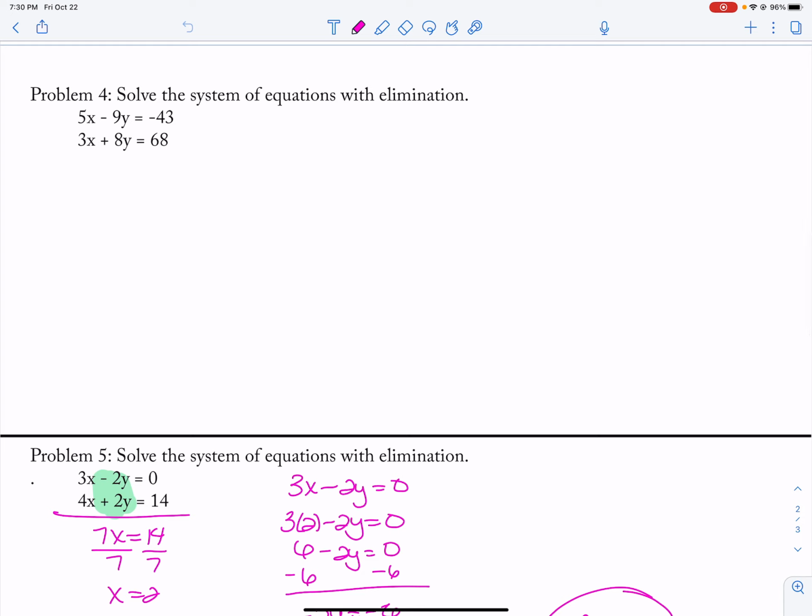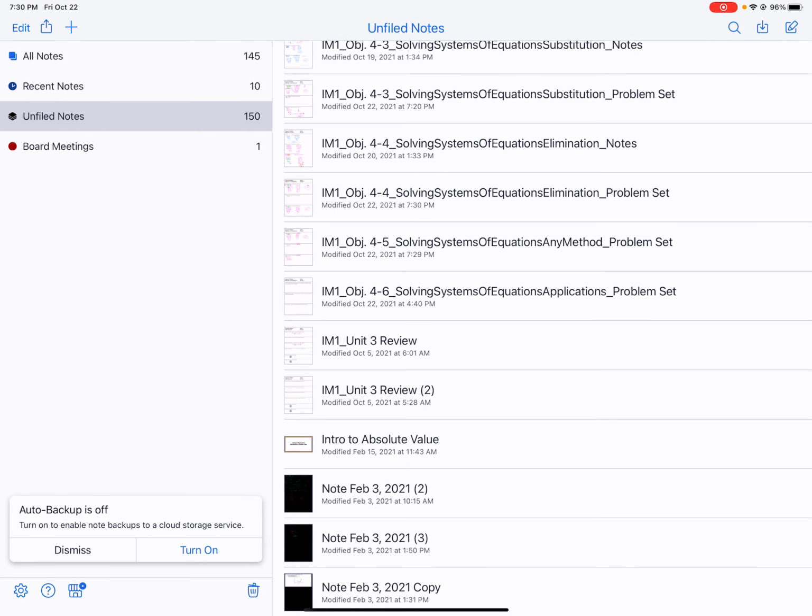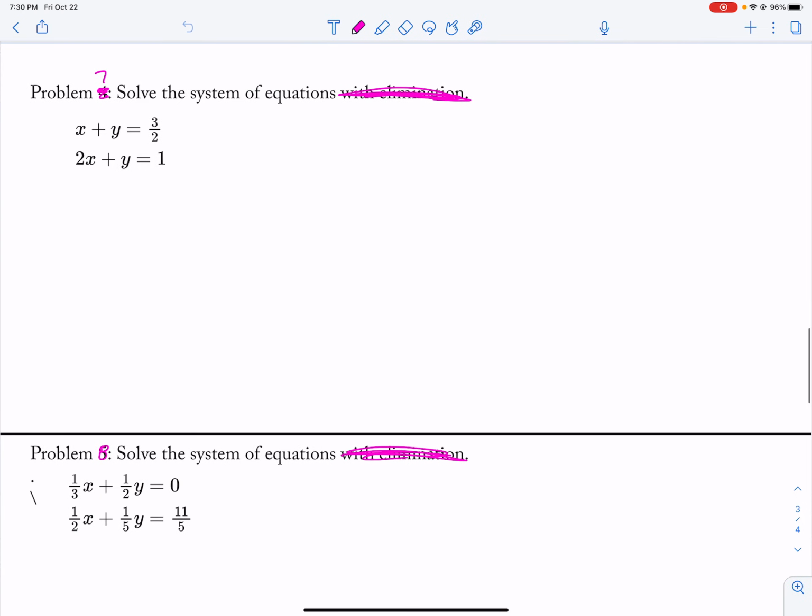So if I had something, let's just say 5x minus 9y is equal to -43, right? And then I had 3x plus 18y is equal to 68. So let's just ignore this for a second. What you look at here is I would only multiply the top equation by 2 because my least common multiple is 18. So I want to make both of my y values 18, one of them being positive and one of them being negative. All right, that's what I meant. I just wanted to address that.